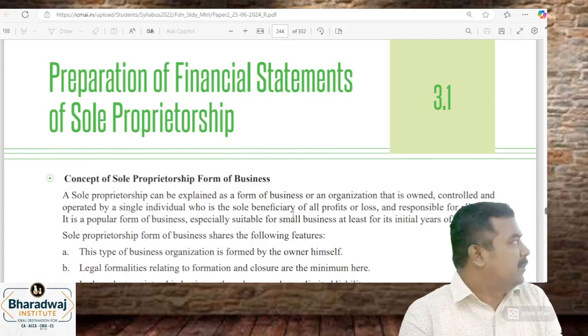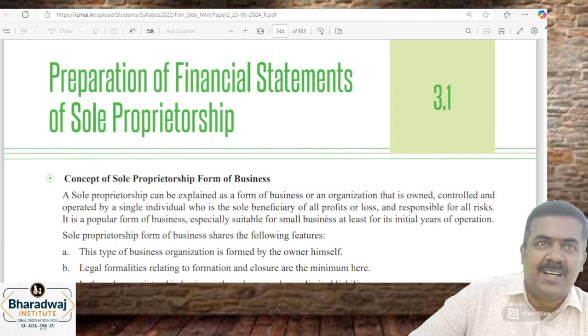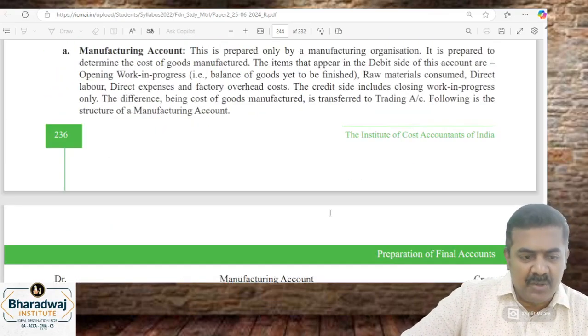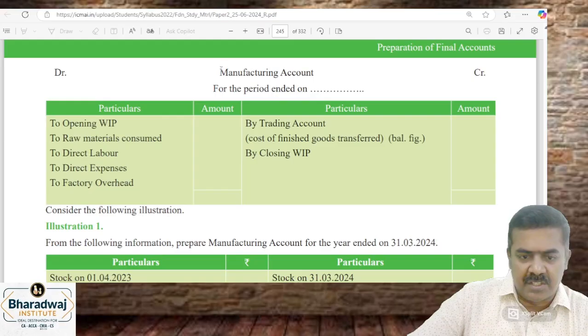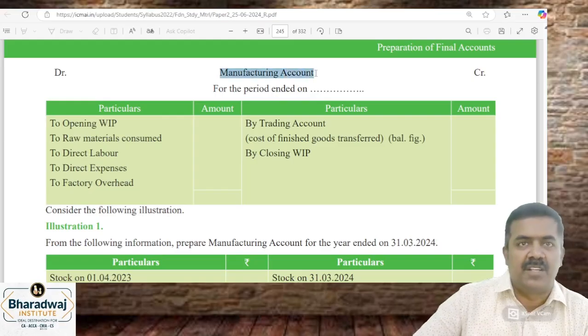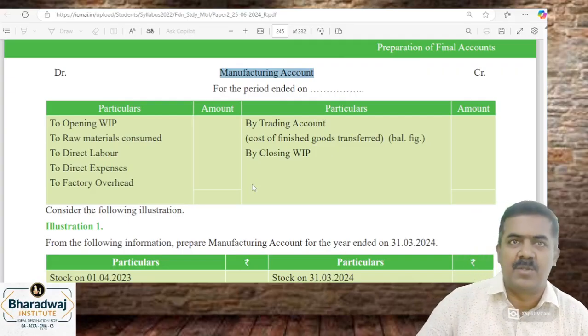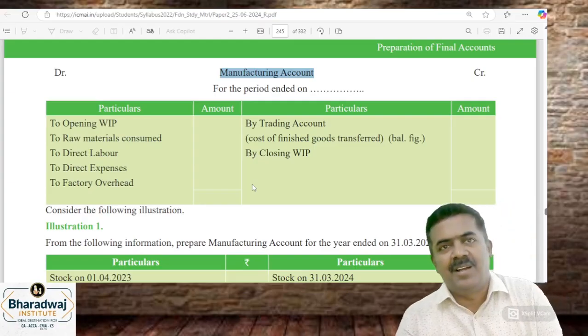What do you mean by manufacturing business? You manufacture some goods and deliver the goods to the customers. So manufacturers prepare three accounts. One is the manufacturing account, second is the trading account, and then the third one is the P&L account. Manufacturing account, trading account, and P&L account.